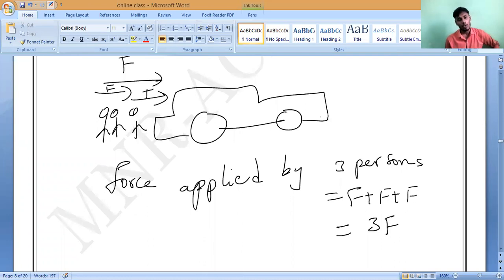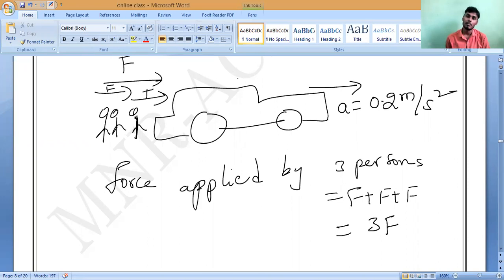So now, two persons were unable to create acceleration, but one more person joins. The acceleration rises to 0.2 meter per second square. The mass is the same, 1200 kilogram. Now, what is the change in force? What is the net force they have applied?